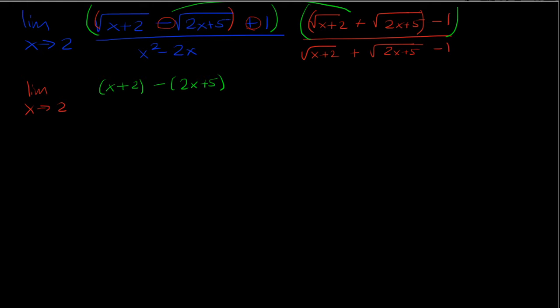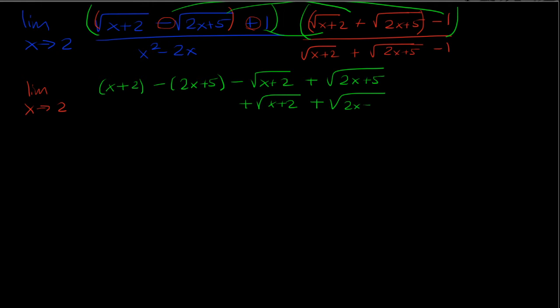Okay, next I'm going to do the outer ones. So I'm going to multiply by the negative, so it'll be negative square root of x plus 2 plus square root 2x plus 5. I'm going to do the inner ones. So I'm going to write this vertically. It'll be positive x plus 2 and positive square root 2x plus 5. And then we're going to do the last ones, which are negative 1. It's going to be all over.